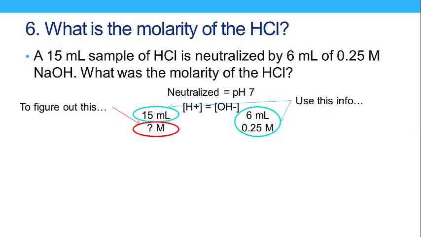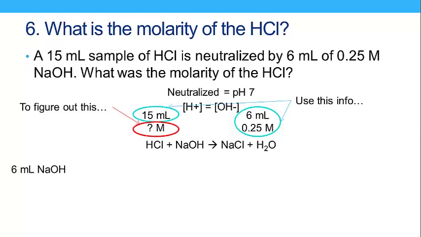You could use M1V1 equals M2V2, but that only works in situations where the stoichiometry is 1 to 1. In this case it is, because we have 1 mole of HCl reacting with 1 mole of NaOH to make a mole of salt and a mole of water. But the dimensional analysis method is more reliable to get the correct answer.